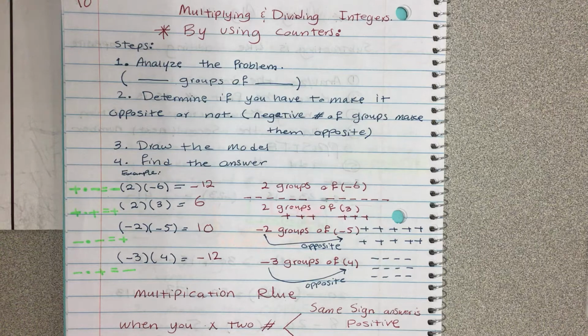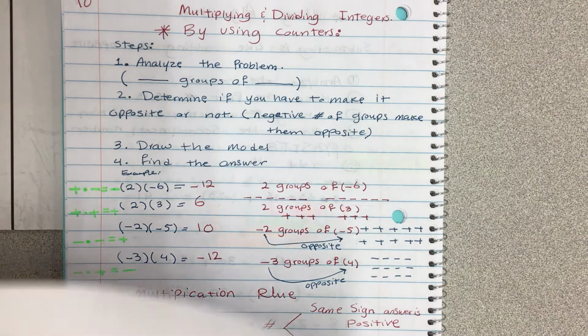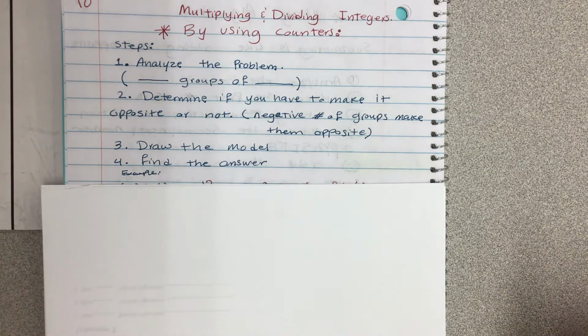Hello everyone. So I want to tell you how we can use counters to find the answer for multiplication and division. So let's start with multiplication. The steps are: analyze the problem, and then translate multiplication to the number of groups of something. So let's make an example here.